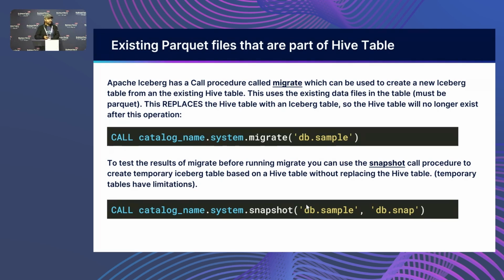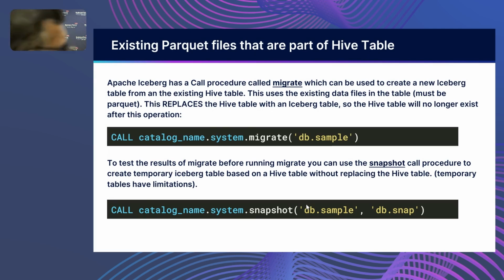As Dremio announced this morning, there are new features on Dremio that allow you to do similar things, like copy into and vacuum for different types of maintenance, but these are specifically Spark procedures in the Spark libraries for Iceberg, okay? So migrate, again, will turn that Hive table into an Iceberg table, but before you do that, you want to use the snapshot command.